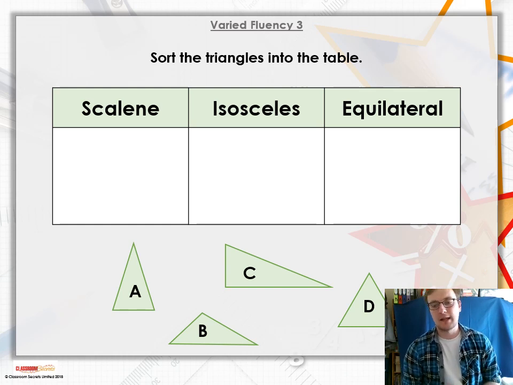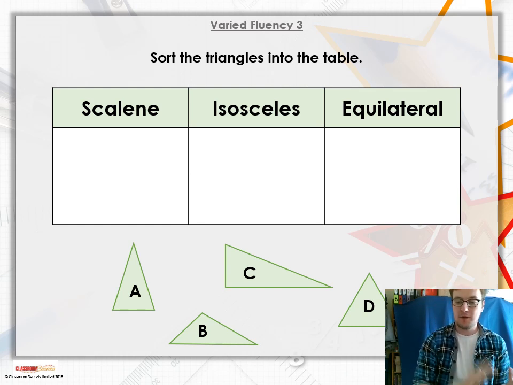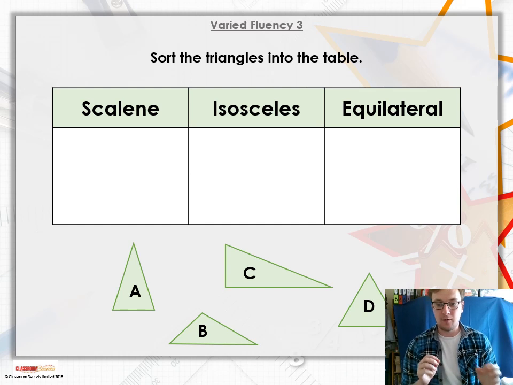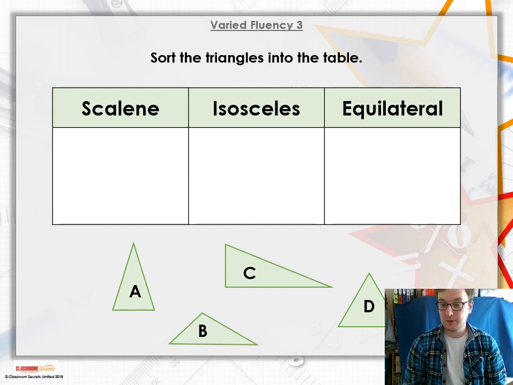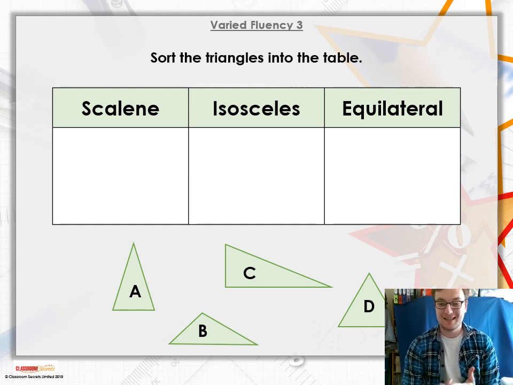And for your next question, you need to sort the triangles into the table. Look very closely at the triangles. Think about what it said on the first slide about the properties of each triangle and what makes an equilateral special, an isosceles special, and a scalene special. You can draw a table out in your books and then write the letter to where the triangle would go.